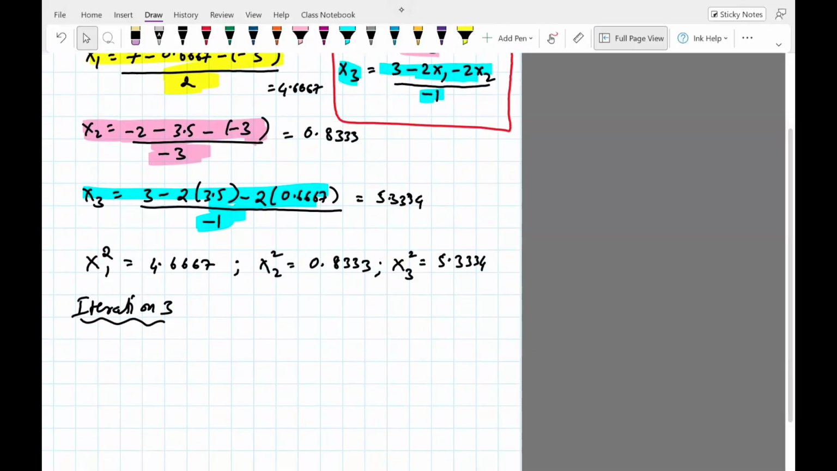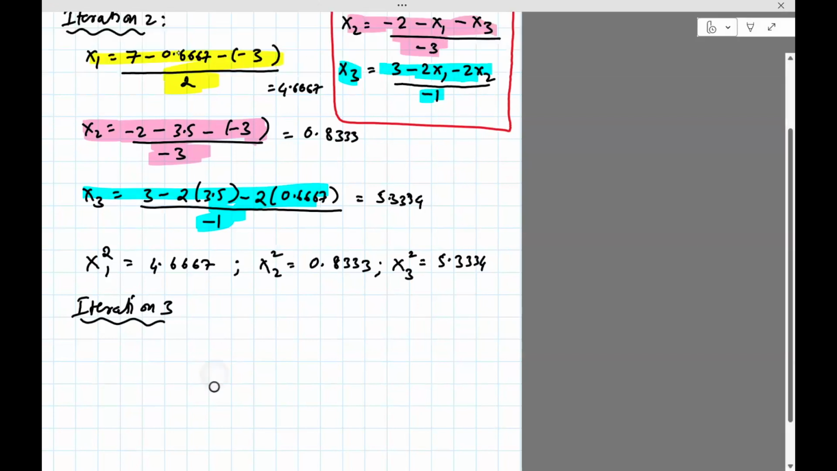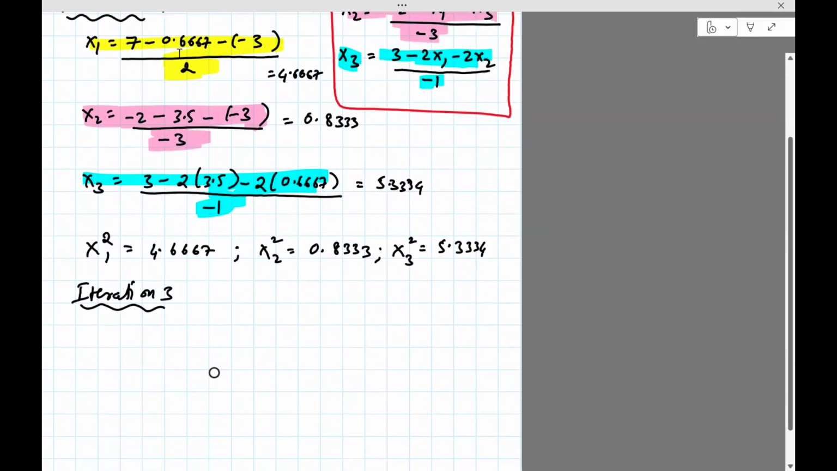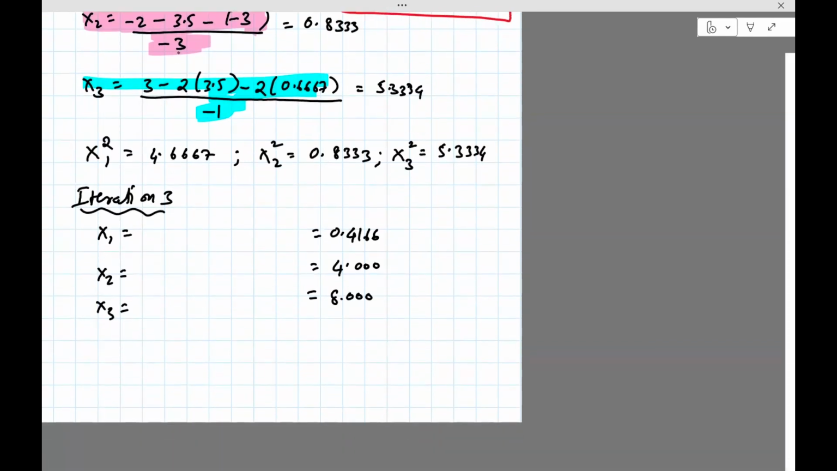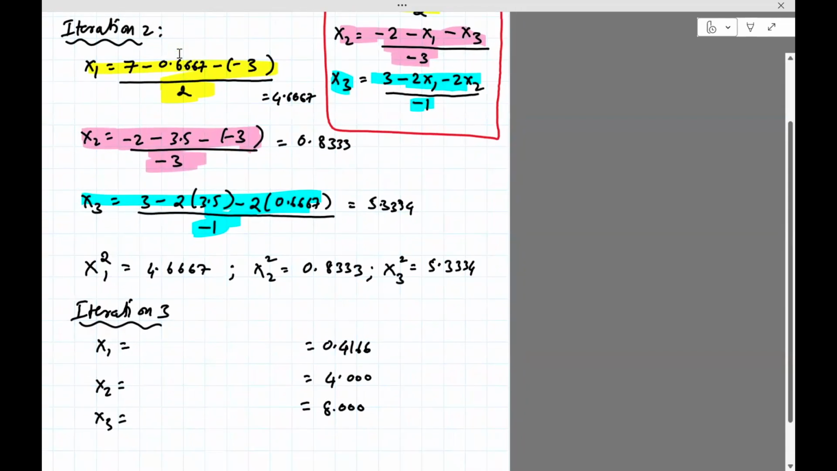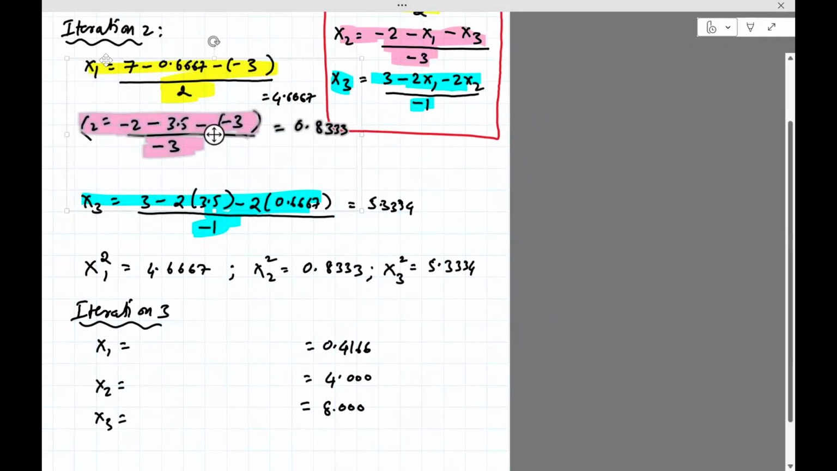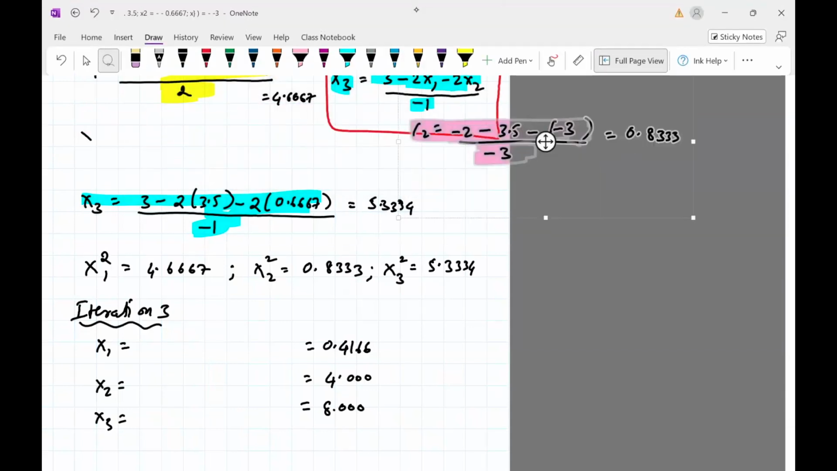Okay, so I would like you to do it yourself now that I showed you how to do it, and I also marked it up for iteration 2. So try to write down the correct formula here. You should find that your solution is 0.4166, 4.000, 8.000. So please do this at home. And it's always a good idea to try to summarize these things in a table, so it's easy to check your answers. I'm going to make some space here.